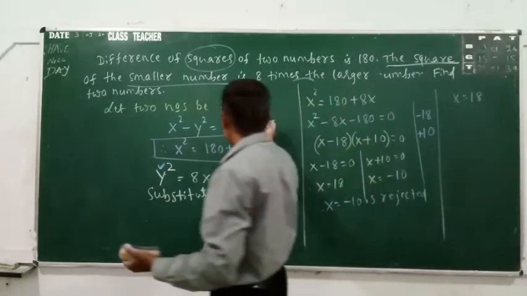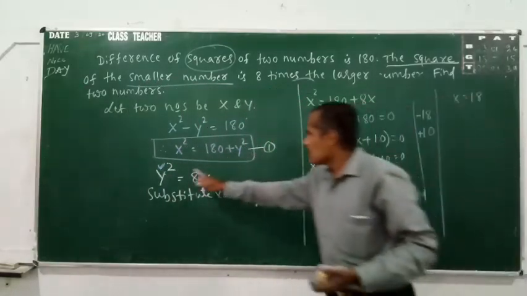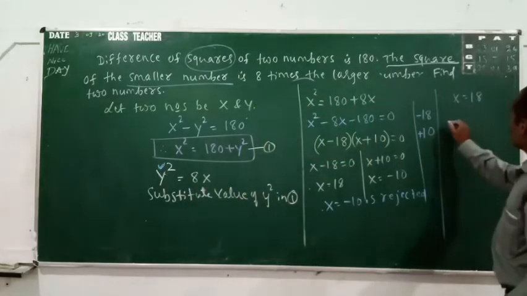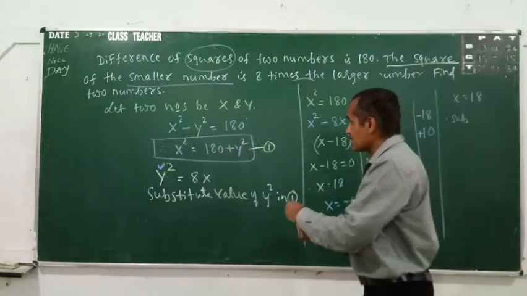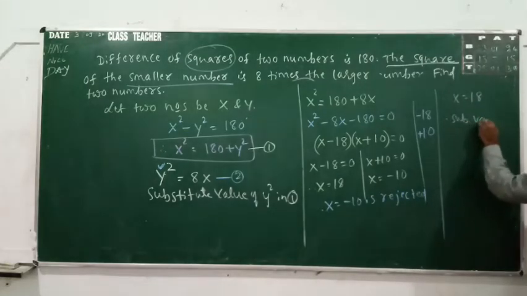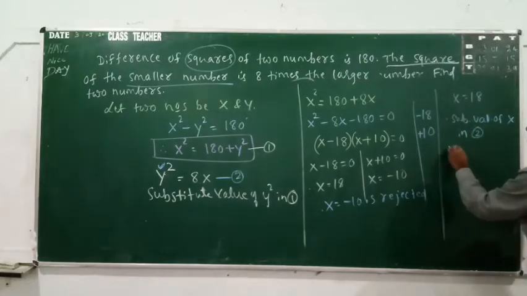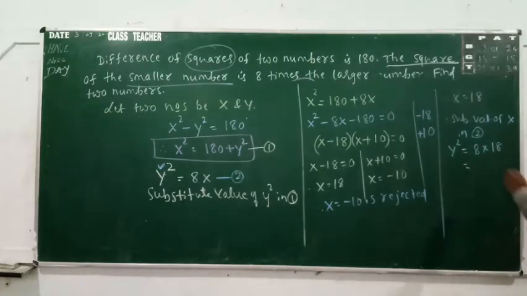Okay. What are the two numbers? I can say, see, y square is equal to 8x, x is equal to 18. Therefore, I will substitute. Let me call this equation number 2. That is easy for me. Substitute the value of x in equation number 2. What happens? y square is equal to 8 into x. Okay? It is 144.